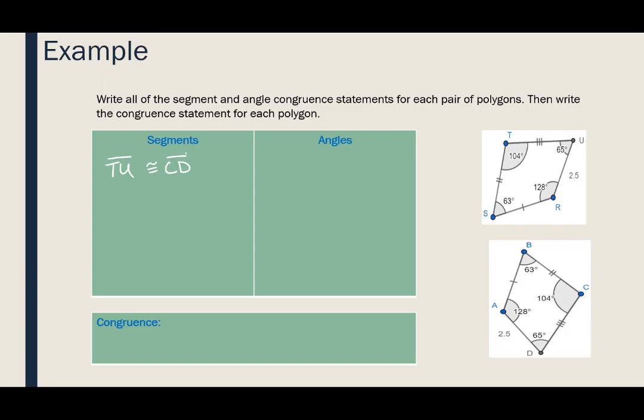I'm then going to go back to my top polygon. I see ST is marked with 2 congruent markings. So segment ST is congruent, while on the bottom one, the 2 congruent marks are on the segment BC. So those must be congruent.